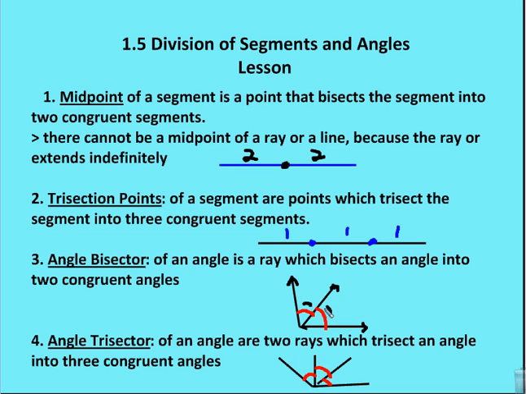An angle trisector, similar to the trisection points of a segment, is 2 rays that share the common endpoint of a larger angle, which break the larger angle into 3 congruent angles with the same measurement.